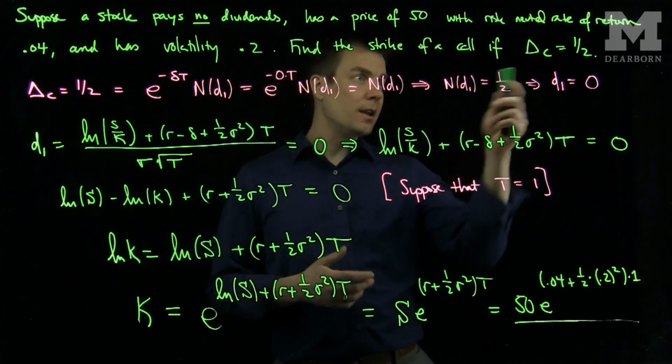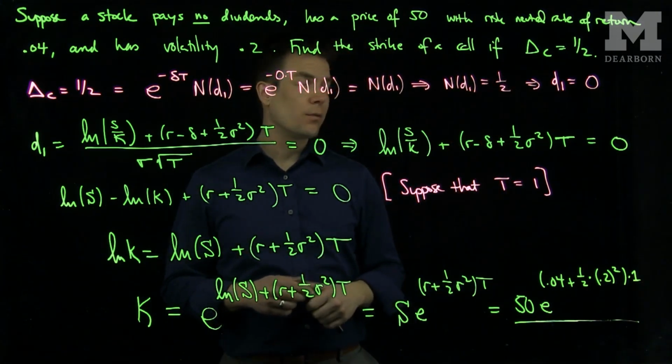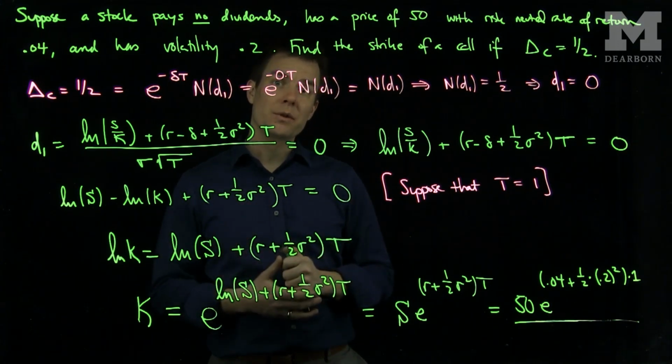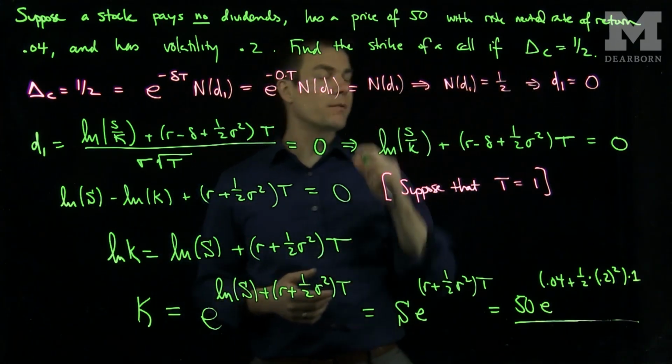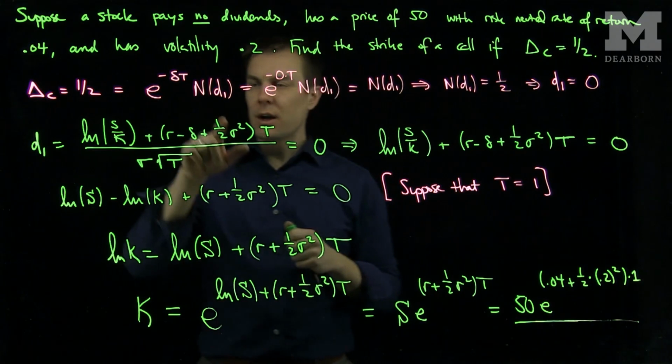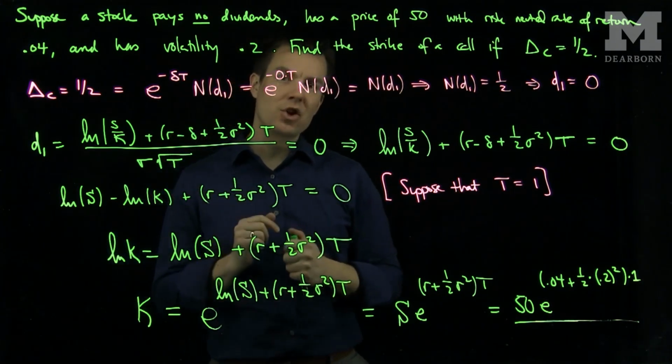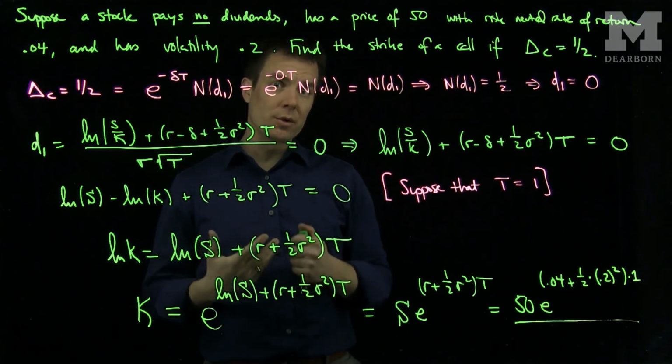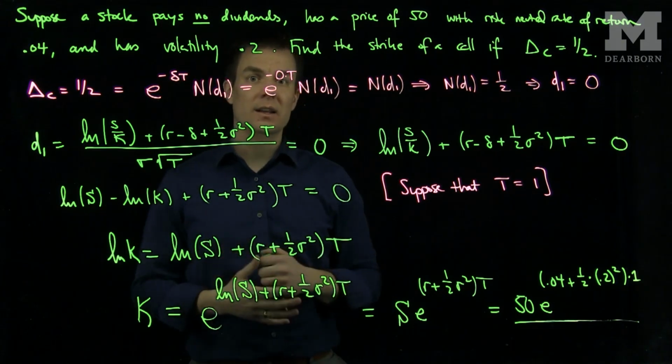So knowing the fact that the call option has a delta of 1/2 tells us that d1 is equal to 0. So knowing properties of the delta of the option allows us to compute properties of the cumulative distribution function of a normal distribution, and that oftentimes will unlock the problem.